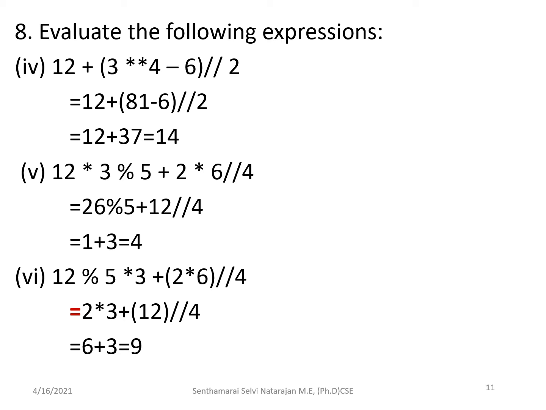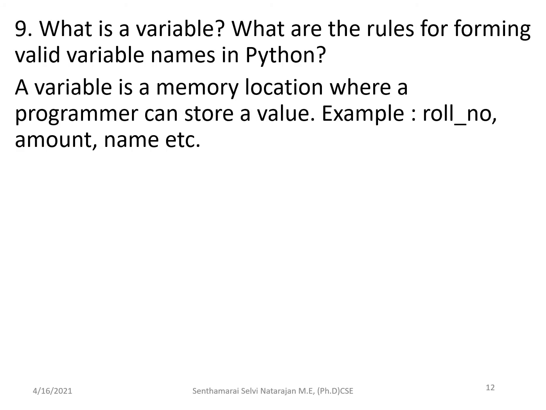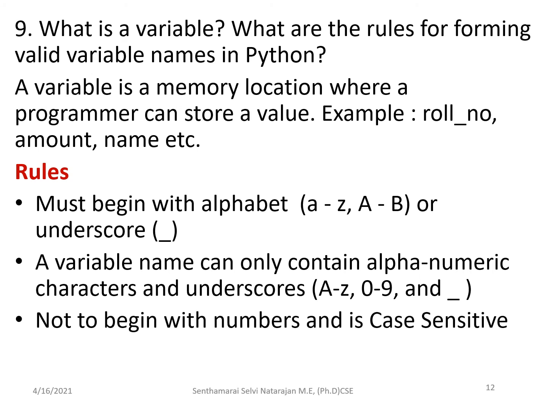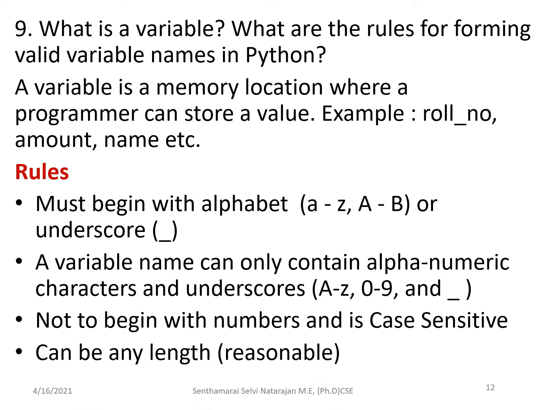Next, moving to the ninth question. Here, what is a variable and what are the rules to form a variable? You know that a variable specifies a memory location. The programmer can store a value in that variable. We have some rules to define a variable. The variable should start with alphabets, lowercase or uppercase letters, or with the underscore, and then it is alphanumeric. The variable should not begin with numbers, and the variables you define are case sensitive. The variable length may be reasonable.